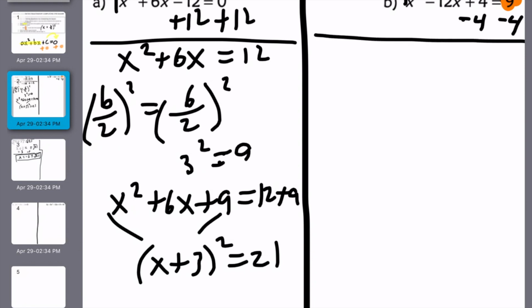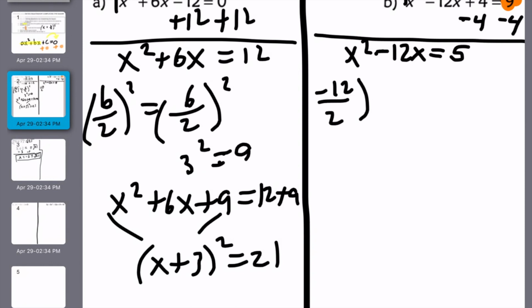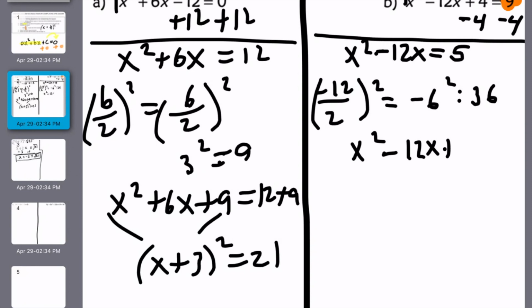Okay, so I'm going to be left with x squared minus 12x equals 5. I take my b, which is negative 12, divided by 2, and square it. So that's negative 6 squared, which equals 36. So I'm going to add 36 on both sides. So I have x squared minus 12x plus 36 equals 5 plus 36.